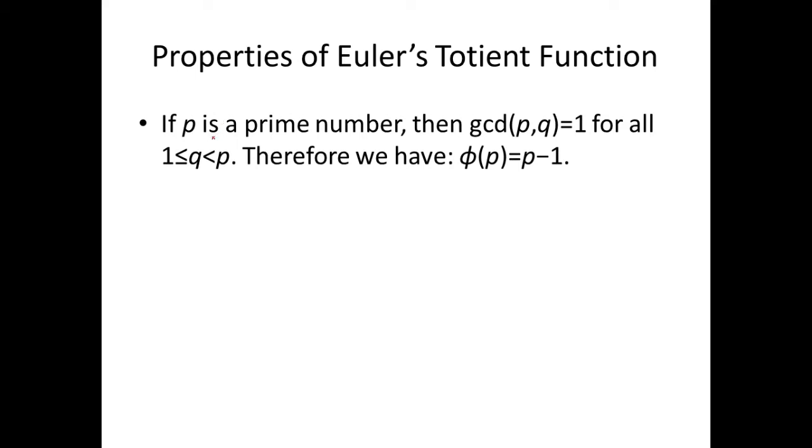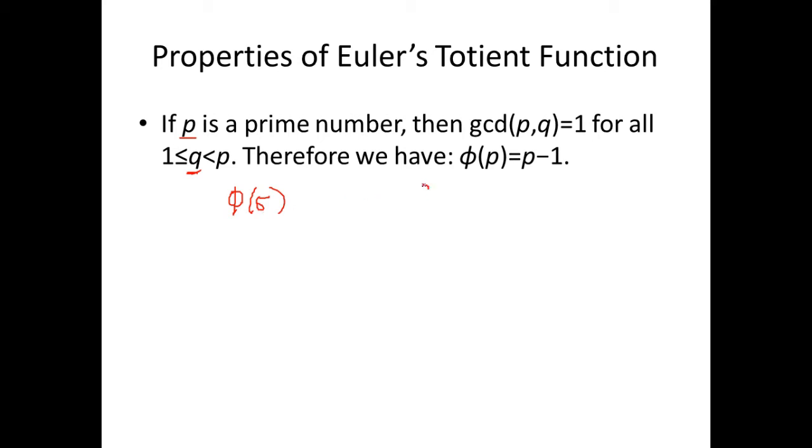What this property says is if p is a prime number, then GCD of p comma q is equal to 1 for all numbers q ranging from 1 to less than p. So all the numbers q ranging from 1 to less than p will be co-prime with p. Therefore, we can state that phi of p is equal to p minus 1. Let's understand this with a simple example. Let's take phi of 5. 5 is a prime number.